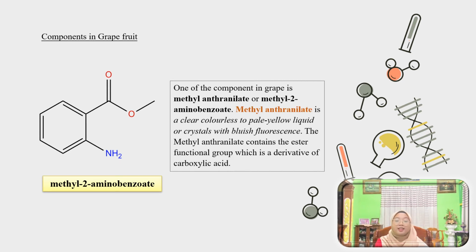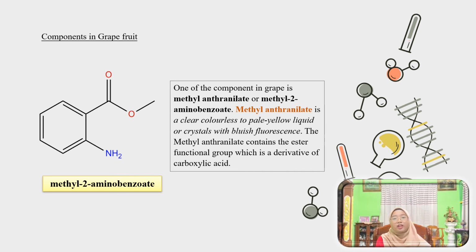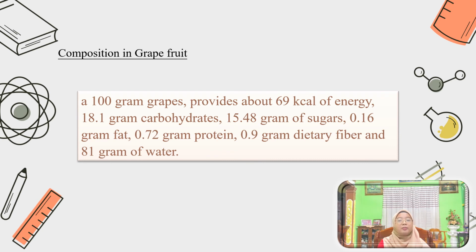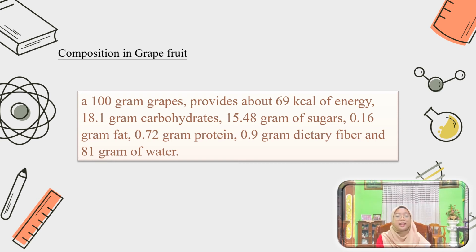One of the components in grape is methyl anthranilate or methyl 2-aminobenzoate. Methyl anthranilate is a clear colorless to pale yellow liquid or crystal with bluish fluorescence. The methyl anthranilate contains the ester functional group, which is a derivative of carboxylic acid. A 100 gram serving of grape provides about 69 kilocalories of energy, 18.1 grams of carbohydrates, 15.48 grams of sugars, 0.16 gram of fat, 0.72 gram of protein, 0.9 gram dietary fiber, and 81 grams of water.